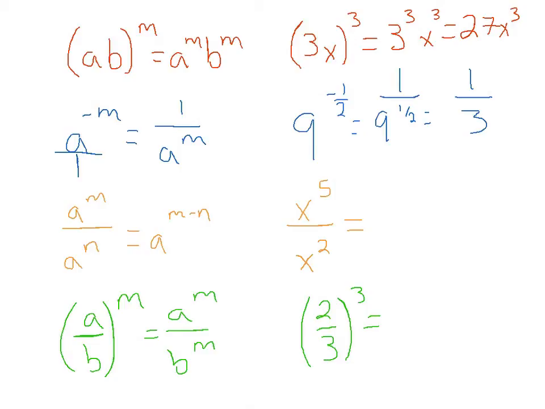The next one is a to the power of m divided by a to the power of n. And we've done this before. And so what we do if we have the same base, we can subtract the exponents. So here we have x to the power of 5 divided by x squared. So what we would do here is we'd have x to the power of 5 minus 2, which is equal to x to the power of 3, or x cubed.